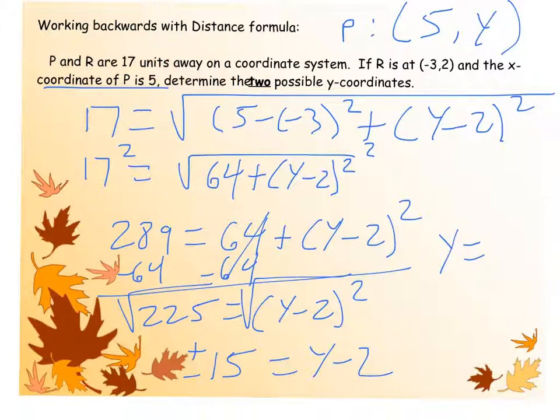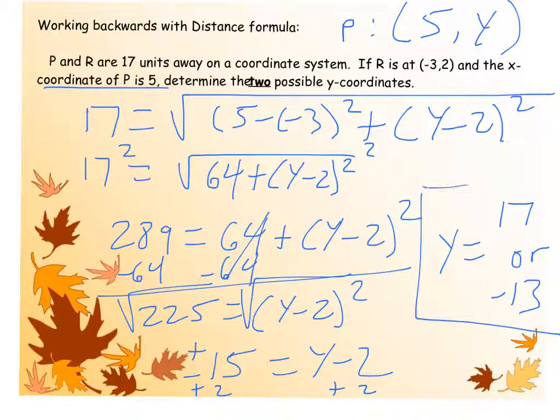To finish this thing off and solve it, I'd have to take 15 and add 2. That means one of my possible right answers would be a y coordinate of 17. And I have to take negative 15 and add 2. It could also be negative 13. So either one of those y coordinates for P would give it a distance of 17 units from R, okay, which is at this location here.